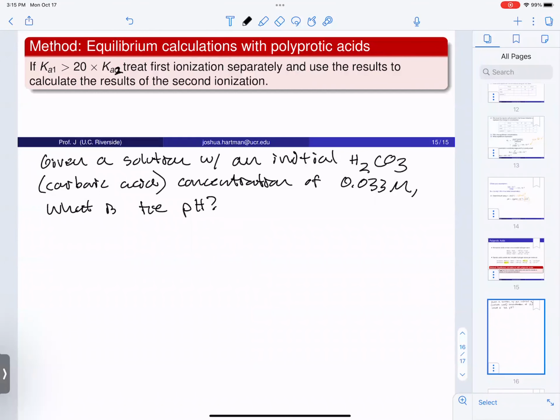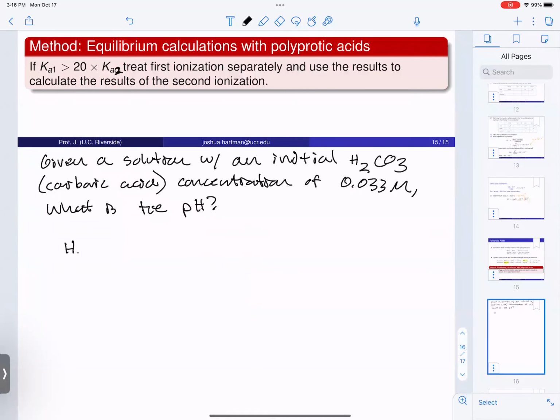And so the reaction that I want us to consider here is the following. Let's suppose that we're given a solution with an initial carbonic acid concentration of 0.033 molar. We want to determine the pH. Now, to see that this is in fact a diprotic acid, let's go ahead and write out the corresponding ionization reactions for both the loss of the first proton and the second. And we're going to actually look at the given Ka values for each one of these steps.